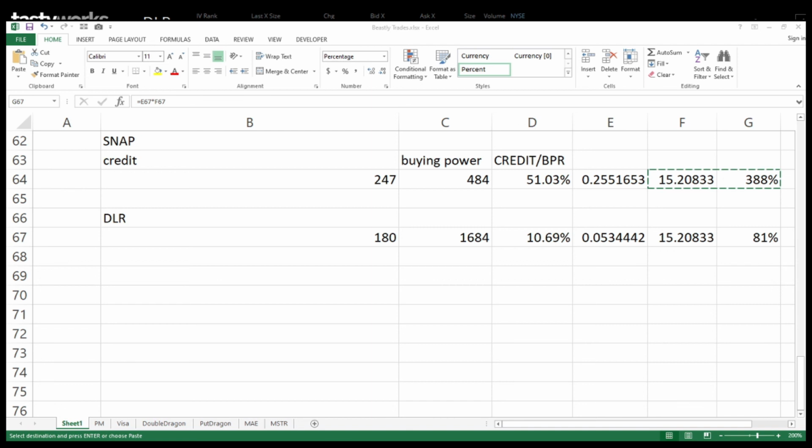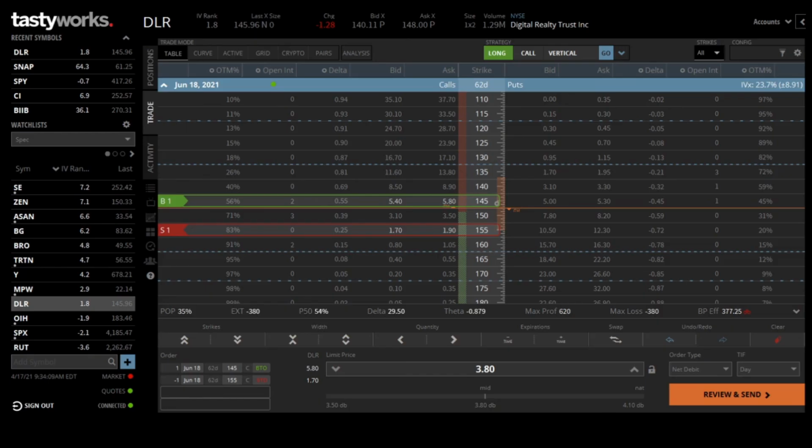So I just want to show you one last time what I was looking at on my Tastyworks platform. On DLR, if you wanted to do a long call spread, it's $380 versus a buying power effect of 377. And I hope that when you play around with the numbers, it'll make more sense if you see it enough, and if you put on smaller trades, I think it'll help you guys.